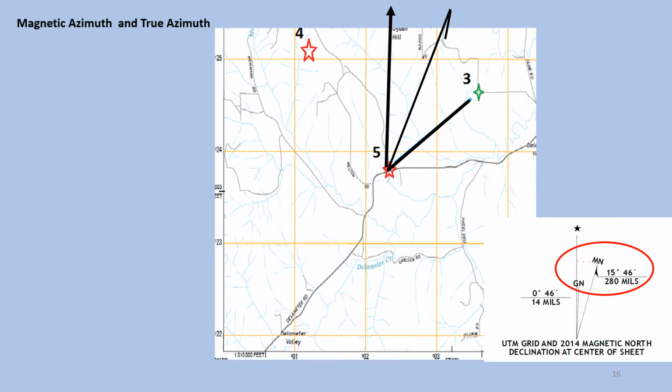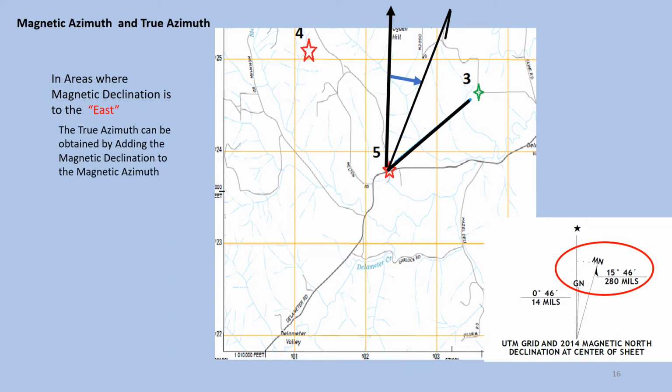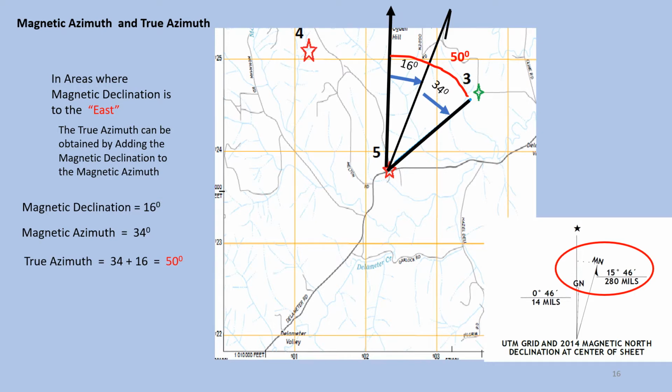Magnetic azimuth and true azimuth. In areas where the magnetic declination is to the east, the true azimuth can be obtained by adding magnetic declination to the magnetic azimuth. Magnetic declination is 16 degrees. The magnetic azimuth is 34 degrees. And the true azimuth is 34 plus 16 equals 50 degrees. You can convert in the opposite direction. Magnetic azimuth equals true azimuth minus the magnetic declination.